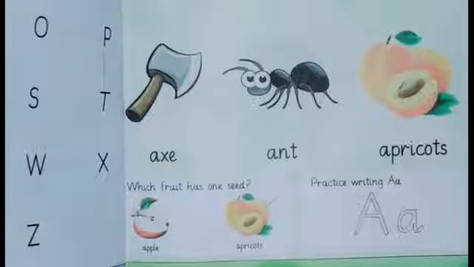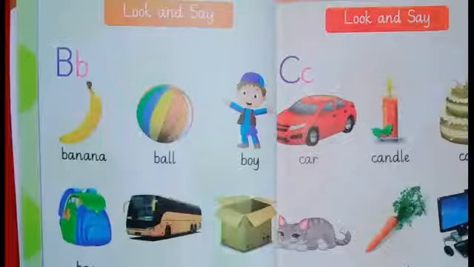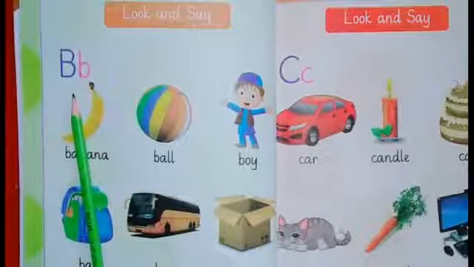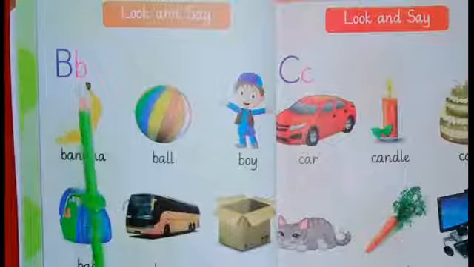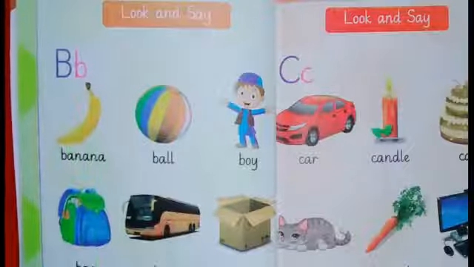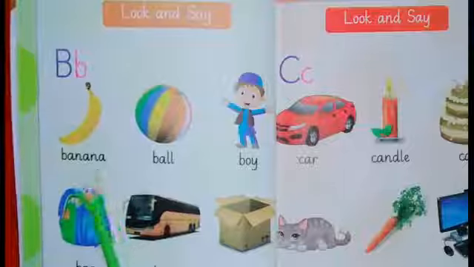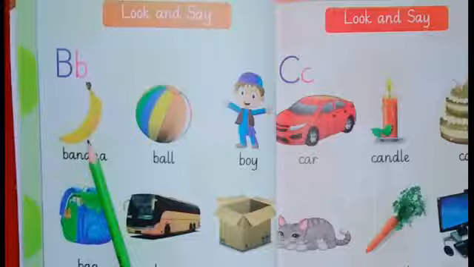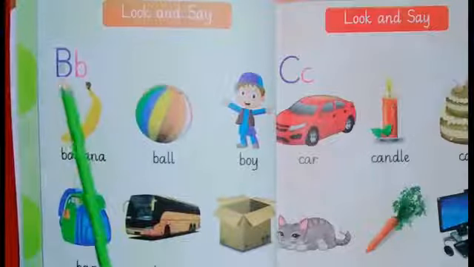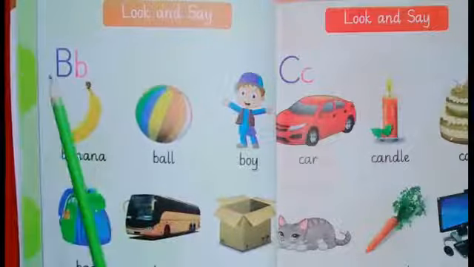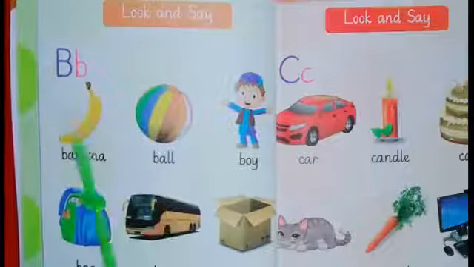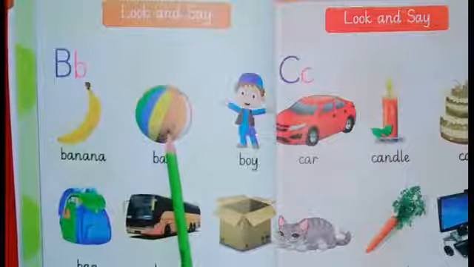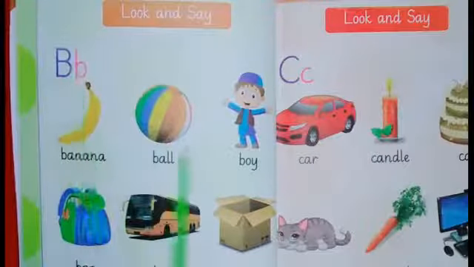Now dear students, over to page number 3. Look and say. Now dear students, the next alphabet is B. What's the phonic of B? B, B. Now the first picture, banana. B, B, banana. Do you like banana? Yes, I also like banana. B, B, banana. B, B, ball. Do you like playing with the ball? Yes. Very good. B, boy.